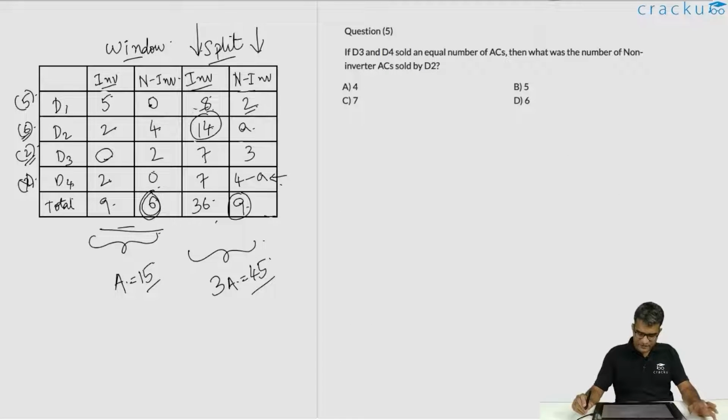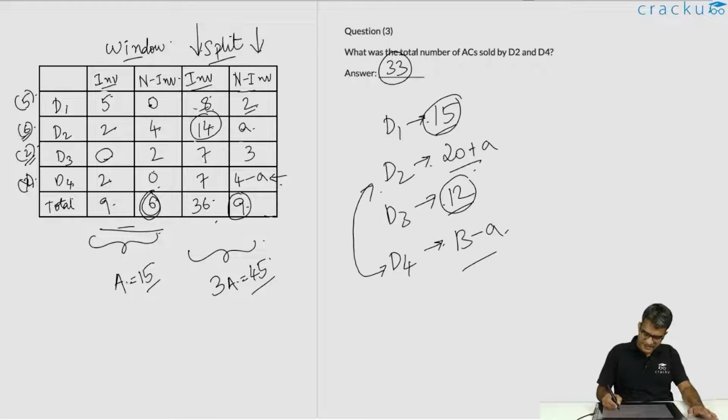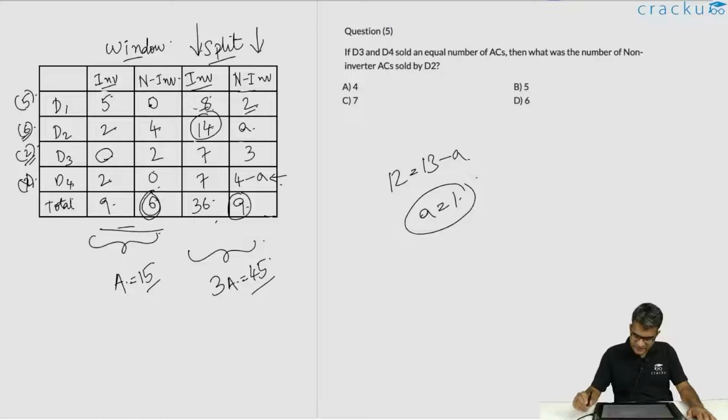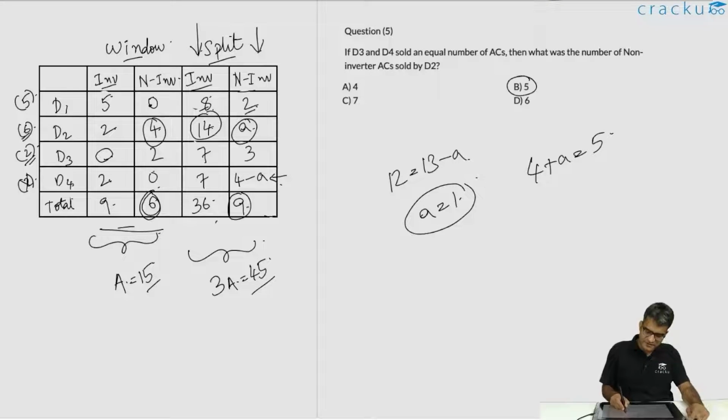If D3 and D4 sold an equal number of ACs, what is the number of ACs sold by D3? 12. What is the number of ACs sold by D4? 13 minus A. If 12 is equal to 13 minus A, then A will be equal to 1. We are looking for the number of non-inverter ACs sold by D2, which is 4 plus A. 4 plus A will therefore be equal to 5, which is option B.